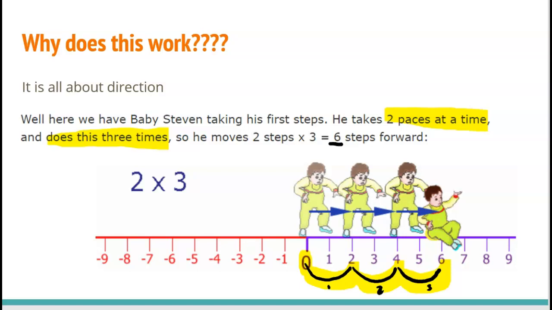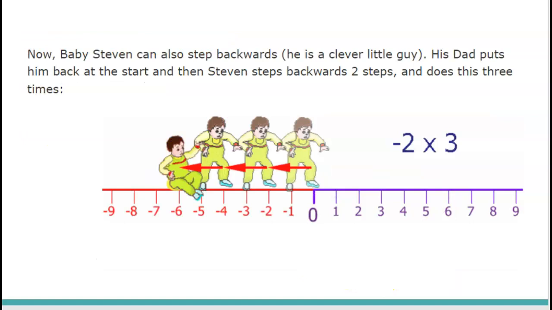What happens if I made the 2 negative? Now baby Stephen can also step backwards because he's a clever guy. His dad puts him at 0, but this time he takes 2 steps backwards. He takes 2 steps backward once, twice, and a third time. He ends up on the negative side. This is a visual about why multiplying a positive by a negative number is going to result in a negative number.